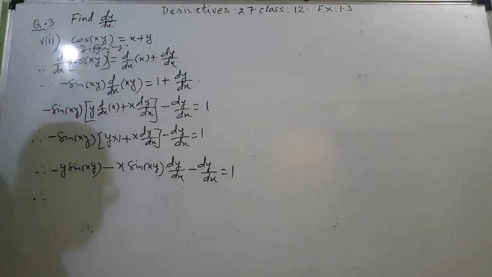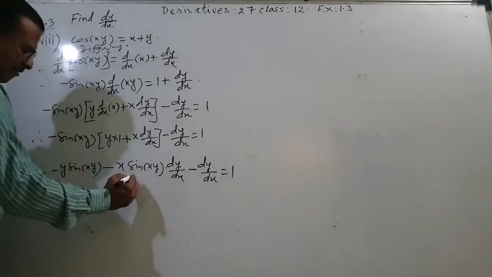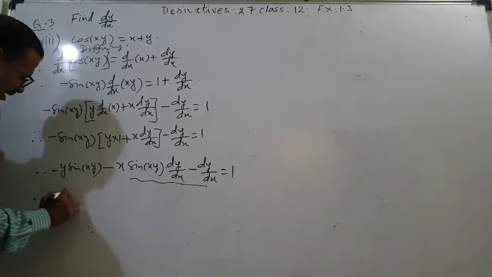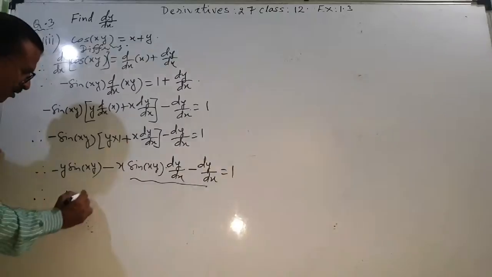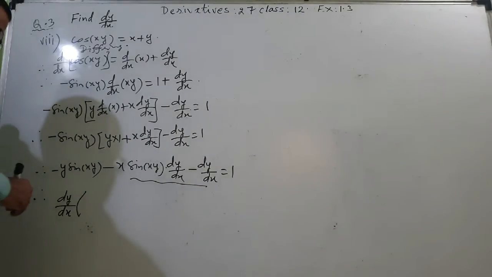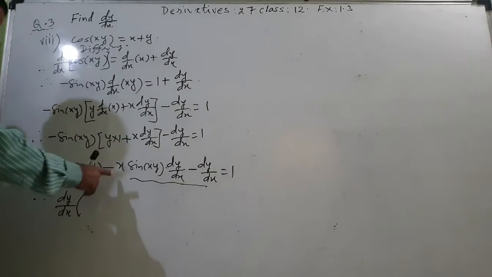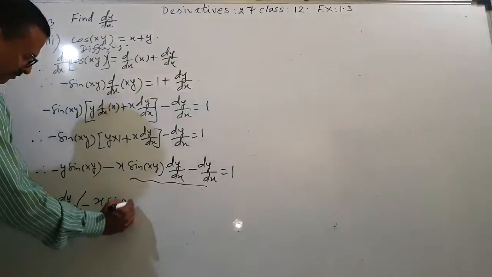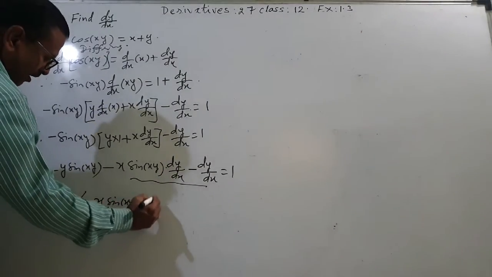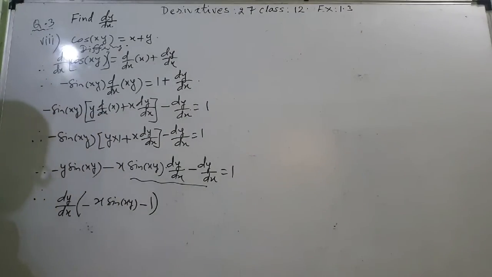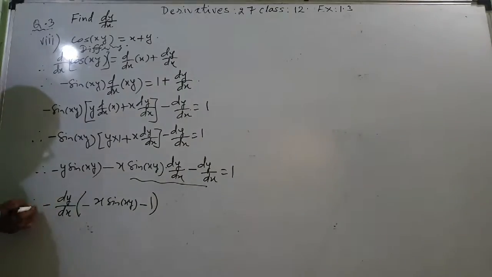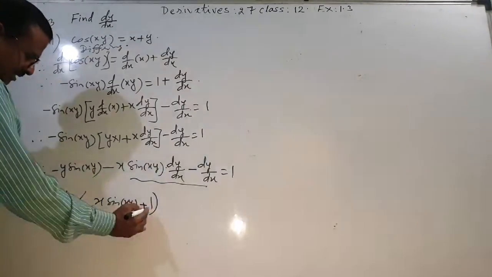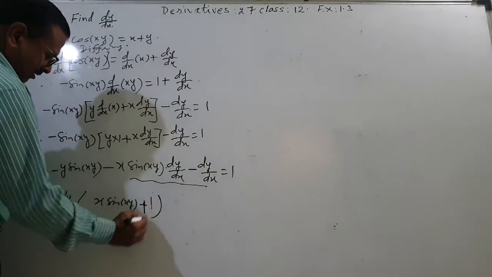Therefore, I am interested in dy by dx. This part I will take there. From this I will take dy by dx common. So dy by dx is taken common. What is remaining here is minus x sine of xy minus 1. Hope that you understand this. If I take the minus sign, then it will be minus dy by dx. This will be plus, this will be plus. Hope that you understand it.